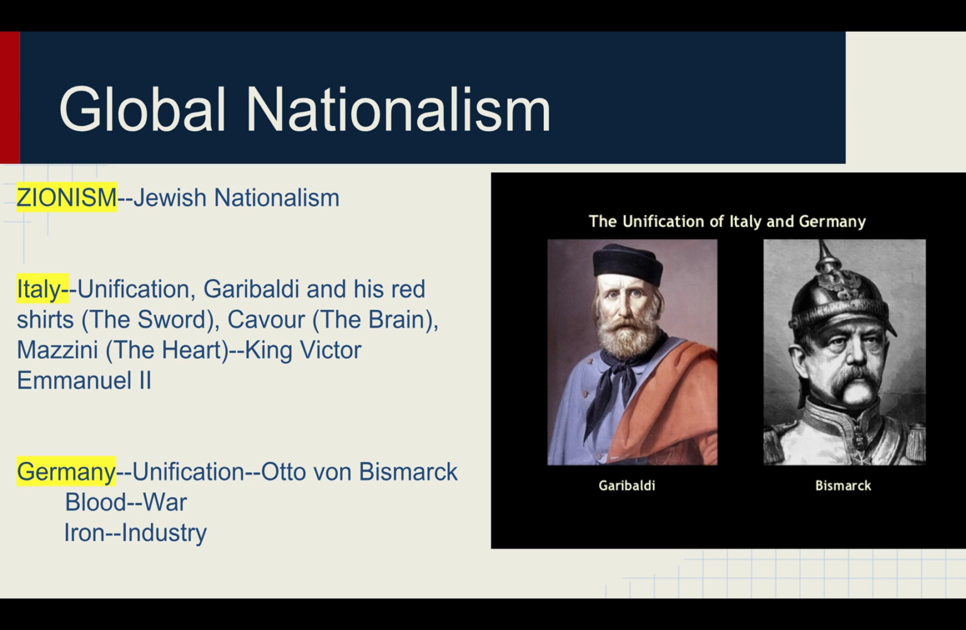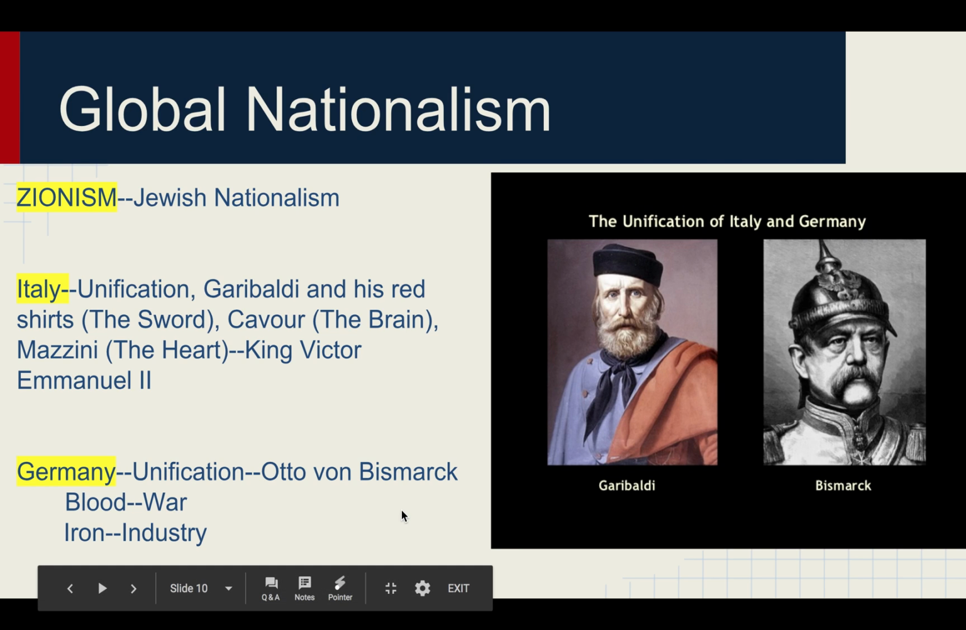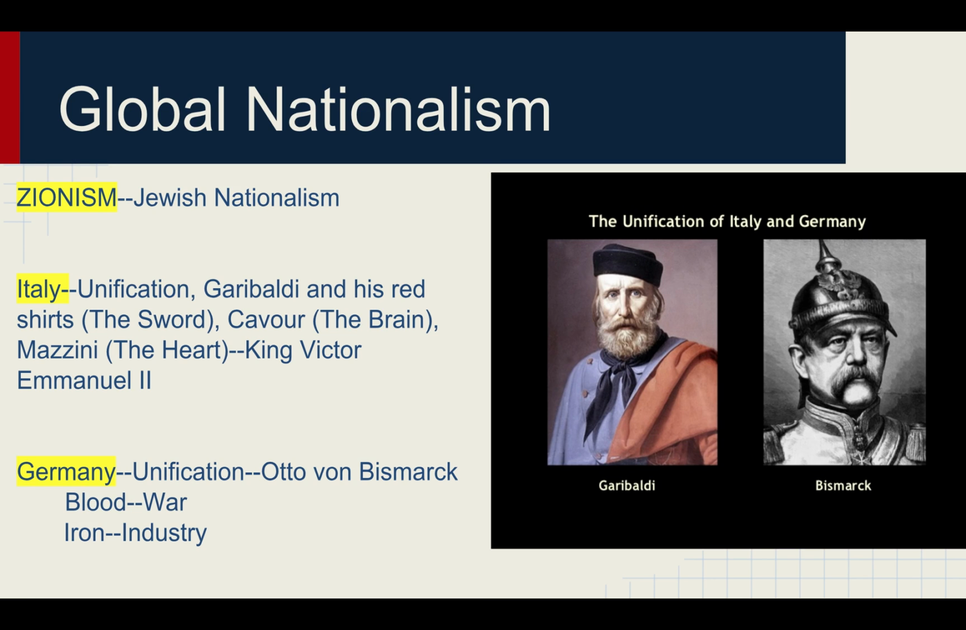And the most famous national hero, of course, is this guy with the pointy helmet, Otto von Bismarck, who said, you know what, I don't care about conservatives or liberals. What I care about is unification. And so he unified the German states through blood, war, and iron industry. And he fights 3 wars, one with the Danes, one with the Austrians, and one with the French.